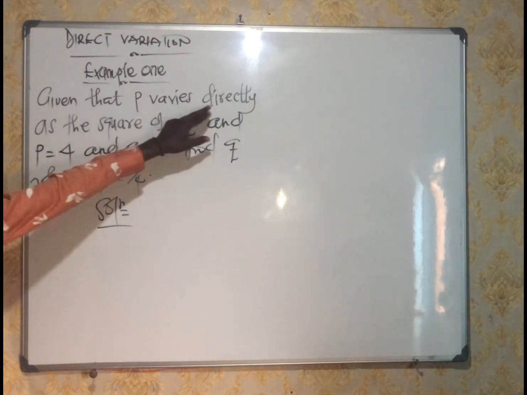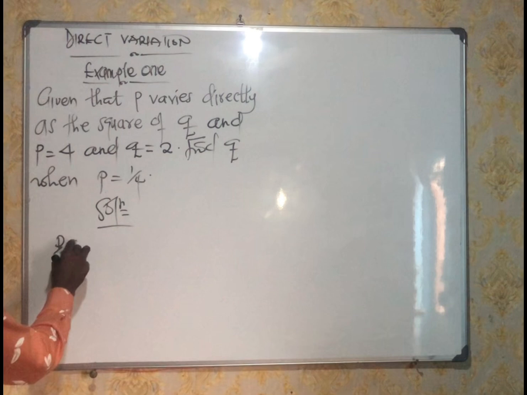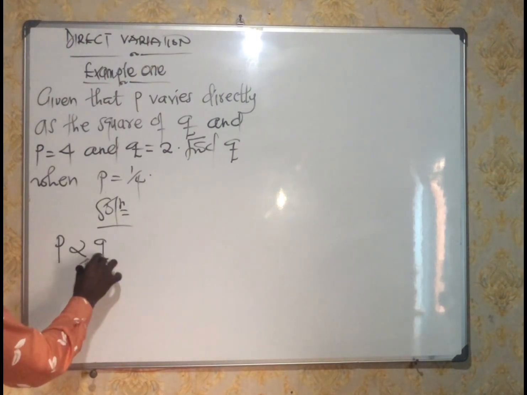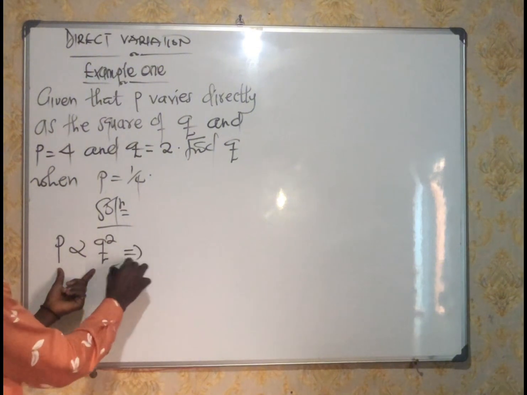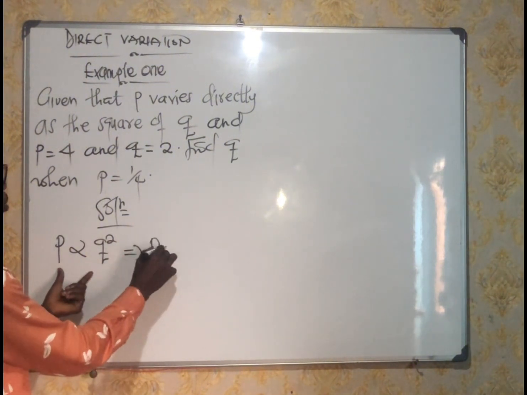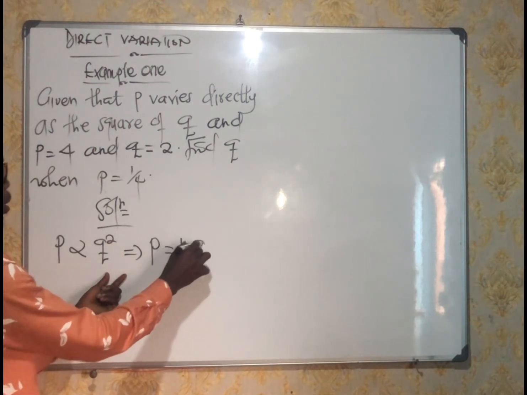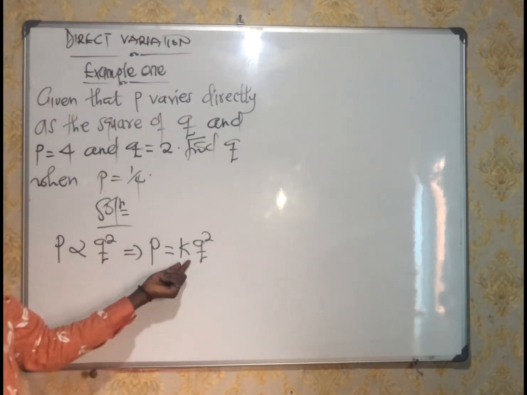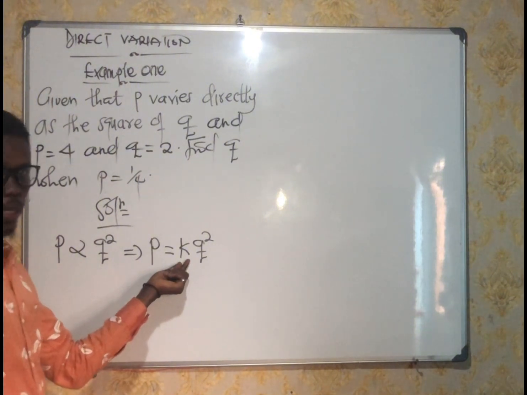Given that p varies directly as the square of q, meaning that p varies directly as what? Square of q. You can write this. So if I want to introduce an equal sign, I have to bring in my constant of proportionality. From here, let's make k the subject.